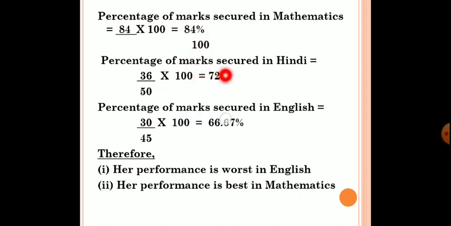Next, percentage of marks secured in Hindi, that is out of 50, she has secured 36. So we will write 36 by 50 into 100. If I cancel this, 50 twos are 100, that is 36 into 2 is 72%. The last one, percentage of marks secured in English. Out of 45, she secured 30. So we'll write it as 30 by 45 into 100, which equals 66.67%.